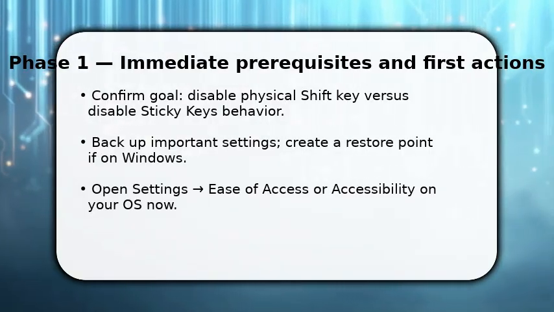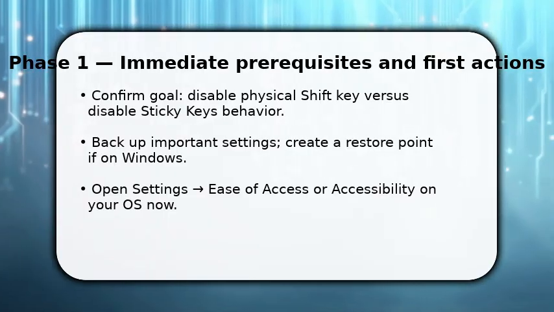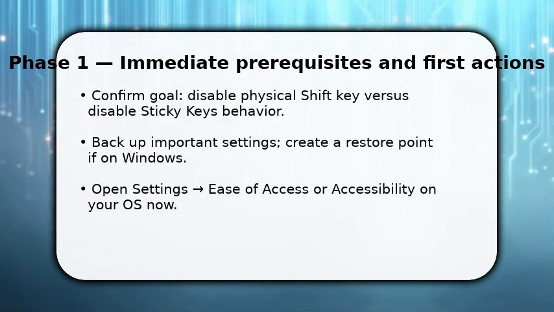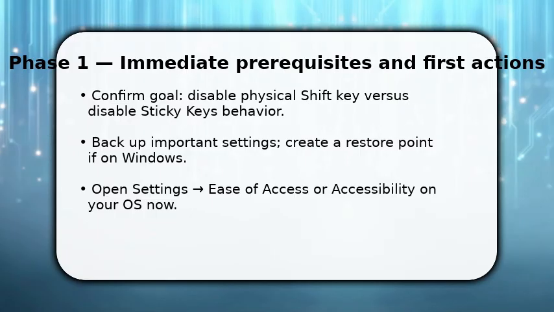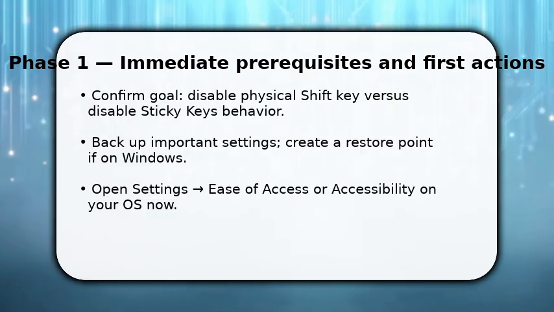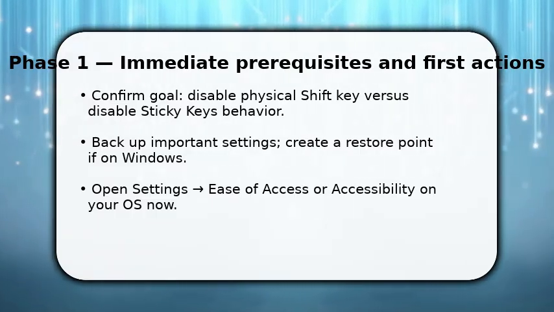settings. Now open Settings, then go to Ease of Access or Accessibility on Mac OS or Linux. You'll use those panels first. They expose sticky keys, filter keys, and modifier key behaviors. Proceed directly. Don't waste time on installers yet.